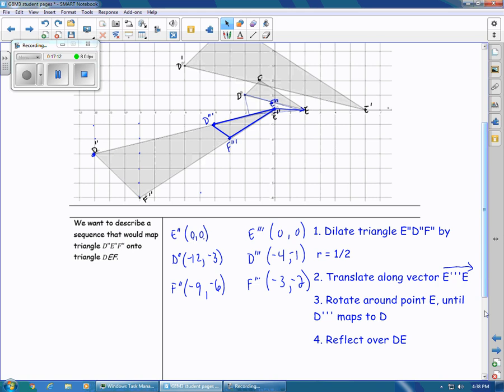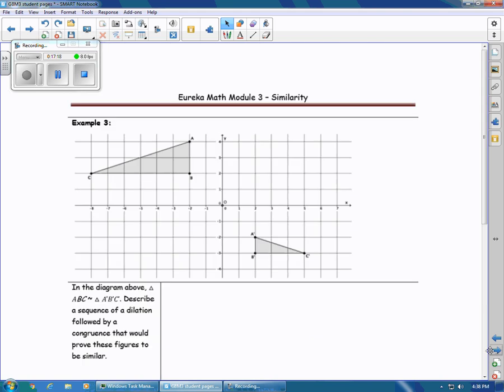Okay. Hopefully this is starting to make sense a little bit, and we're running kind of tight on time, and I haven't even gotten to the third one yet. This one, it's telling us in the diagram above, triangle ABC is similar to triangle A prime, B prime, C prime. Describe a sequence of a dilation followed by a congruence that would prove these figures to be similar.